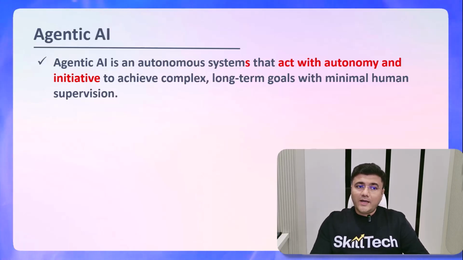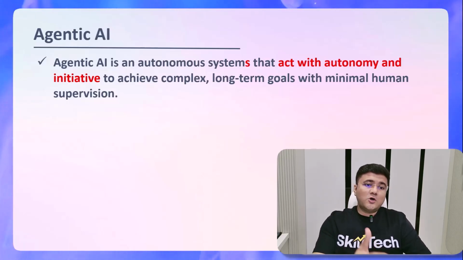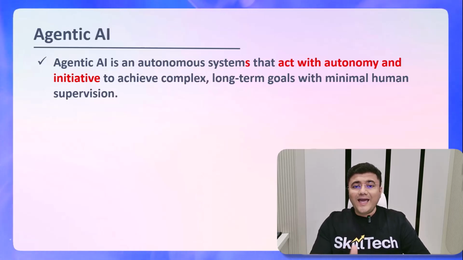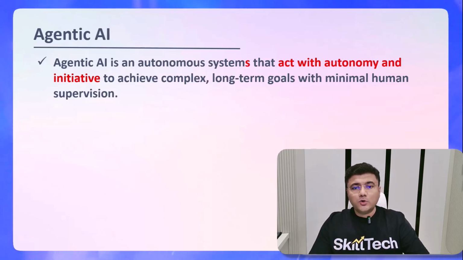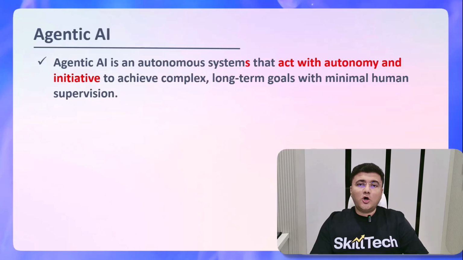Now, what exactly is agentic AI? Agentic AI is an autonomous system that acts with autonomy and initiative to achieve complex long-term goals with minimal human supervision. Basically, this is not one single agent. It's an autonomous system.